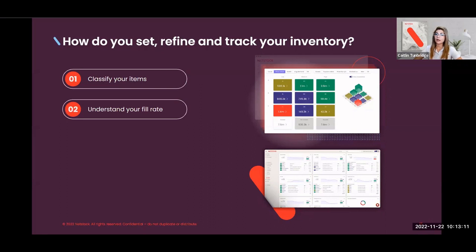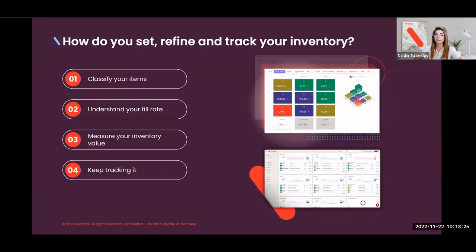To understand your fill rate targets and track towards them, if you know you keep getting closer to the target, then you know you're going in the right direction. To measure your inventory value, you need to compare it to previous periods and keep tracking it. You know what you want to measure, your target, and how it changes over time.